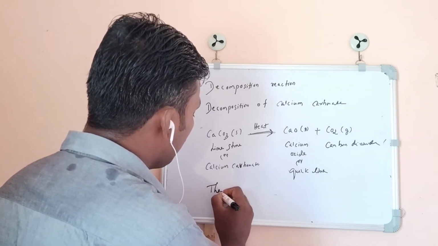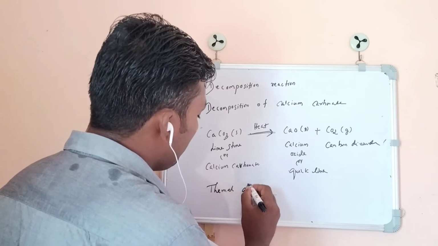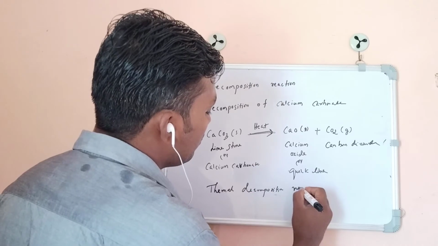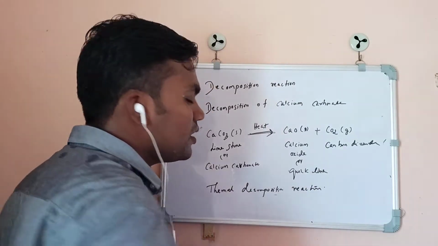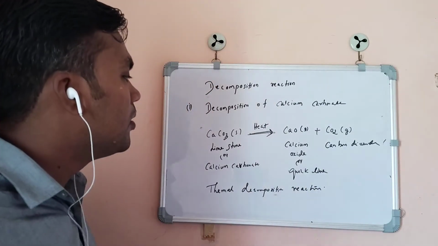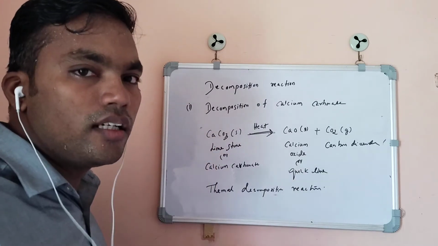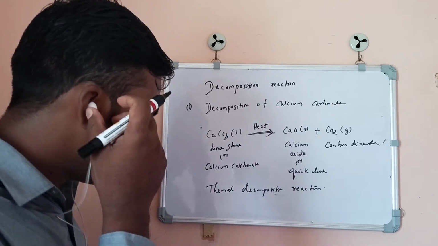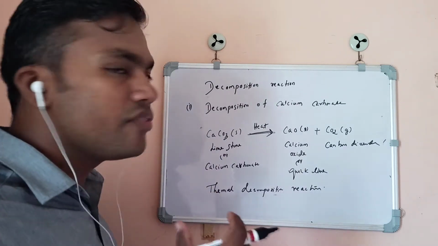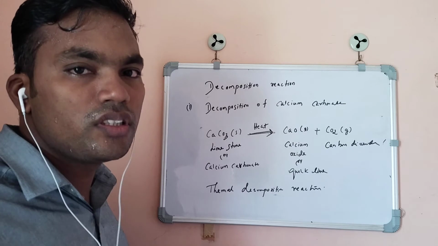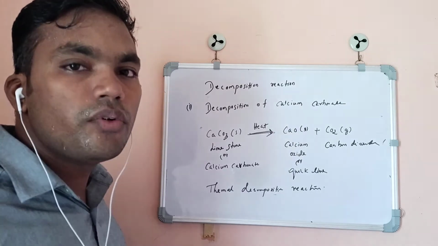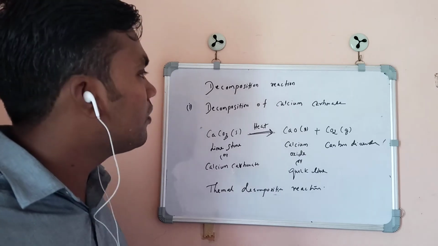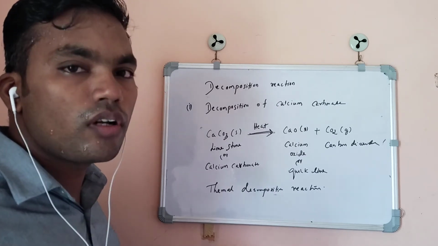If a reaction is carried out under heating conditions, that type of reaction is called a thermal decomposition reaction. We have seen two examples of the decomposition reaction. The first one is decomposition of ferrous sulfate. The second example is calcium carbonate.